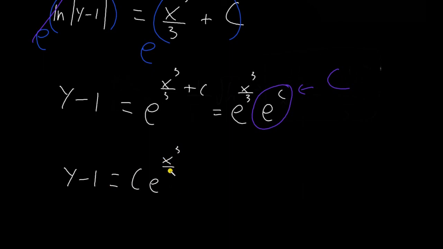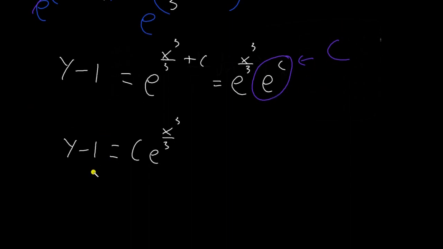x cubed over 3. And I just want to make clear that this c here and this c here are obviously two separate numbers, but we don't care what the actual value of them is. We just want to make sure that there is some constant. That's all. Okay, and then I'll just add 1 to both sides to solve for y. y is equal to c e to the x cubed over 3 plus 1, like so.